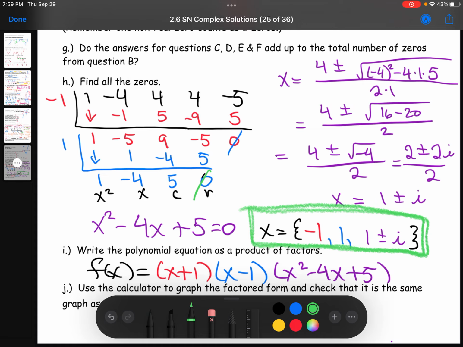Okay. So, quick recap. Take the equation, graph it in the calculator. Look for whole number roots and use synthetic division to divide those out. After you've divided those out, see if the remaining factor will factor more. If it won't, use quadratic formula to solve it. Also remember, the total number of solutions should always equal the degree of the polynomial.